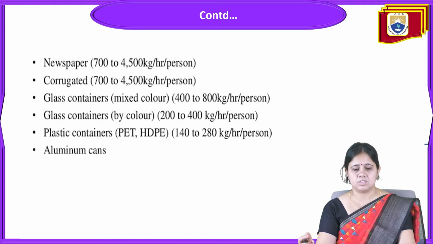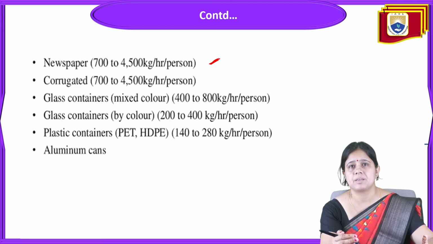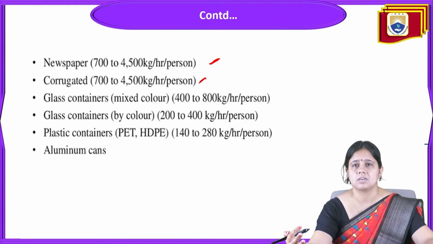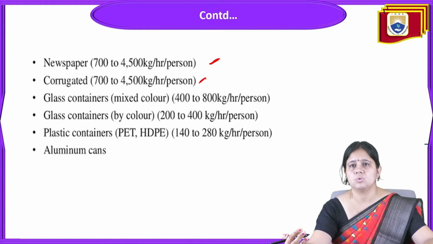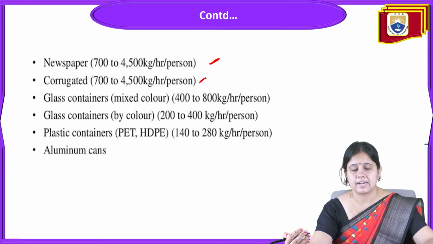Next is this type of waste. This is an example of manual processing: what can we separate manually? First is newspaper, 700 to 4500 kg per hour per person. Same for corrugated materials. Glass containers of mixed color are 400 to 800 kg per hour per person. Glass containers, if categorized by color, are 200 to 400 kg per hour per person.